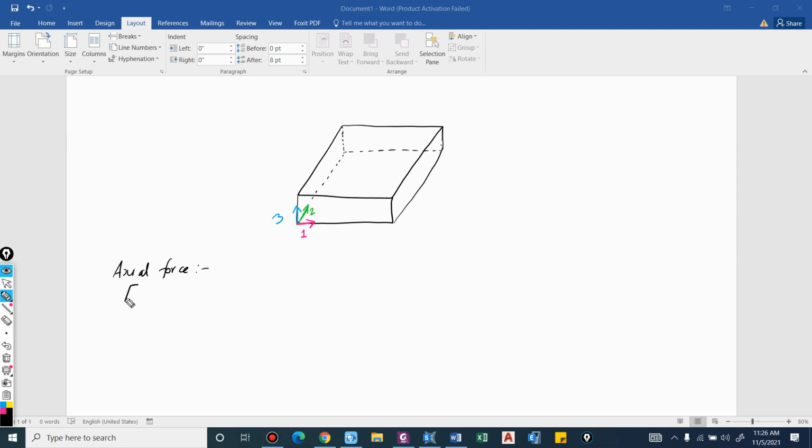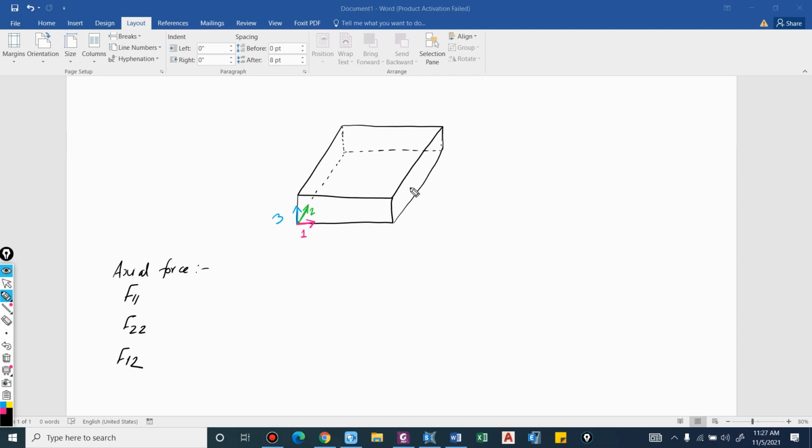And for axial force we had F11, F22 and F12. F11 being the axial force along axis 1 and F22 being the force along axis 2, and F12 is a force that acts on the plane 1, 2.